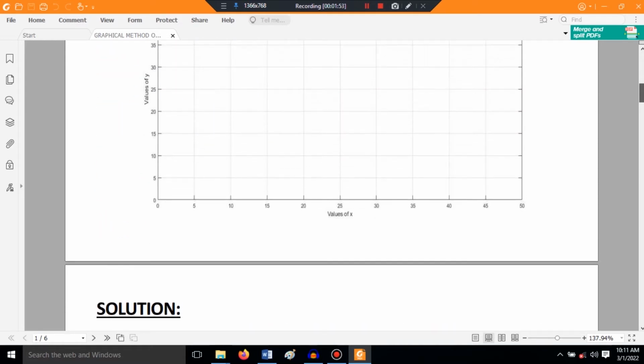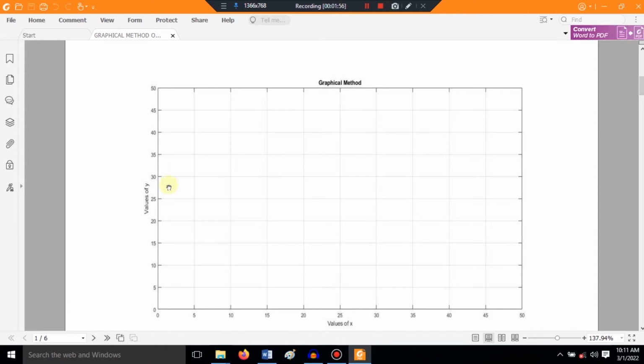So let's take our graph. This is what our graph will look like. Here the values of x will start from 0 and the values of y will also start from 0, and they will go on increasing. These are the positive values of x.